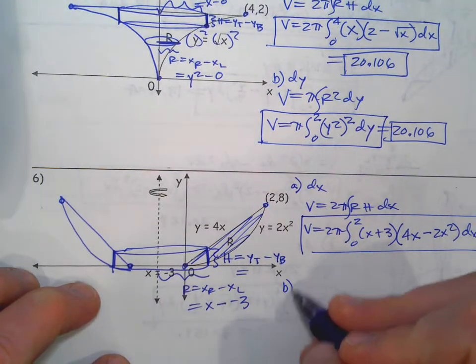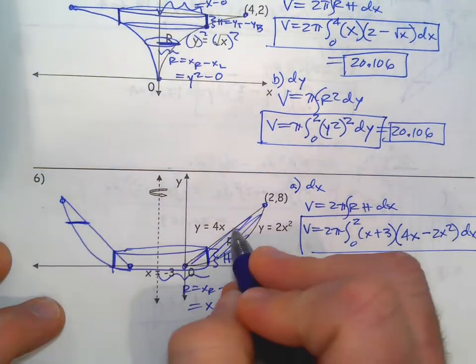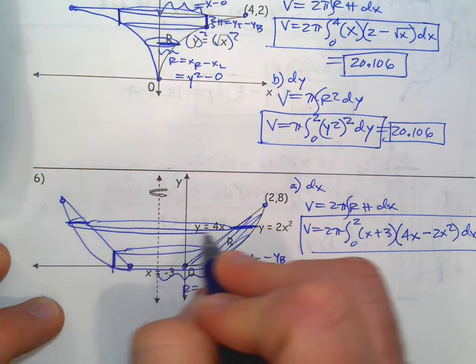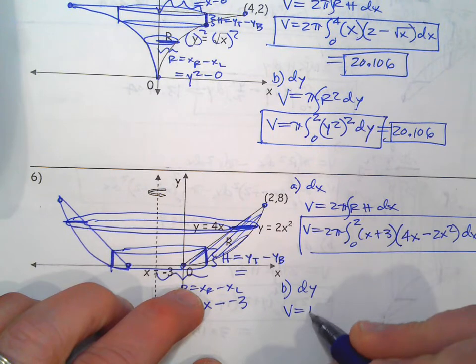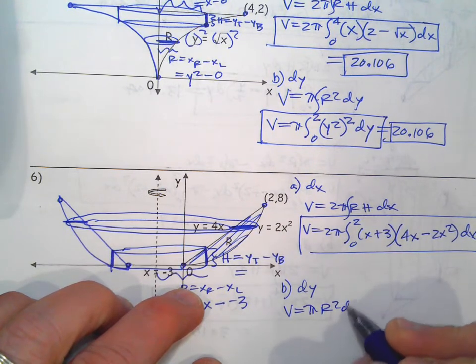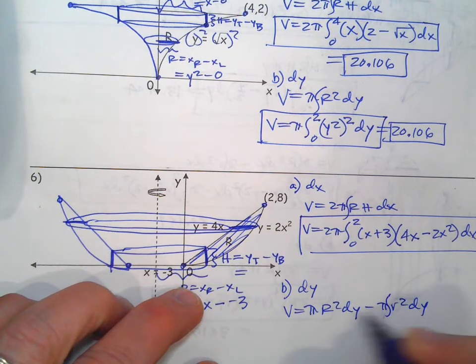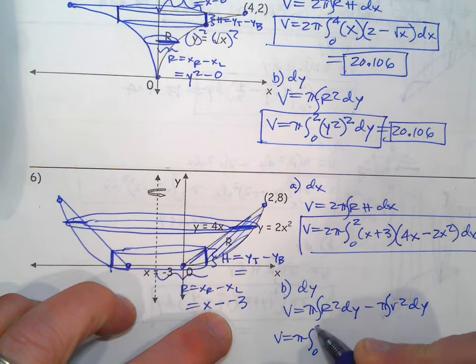And B is going to be dy. So dy is going to be horizontal slices, and they're perpendicular to the axis of rotation this time. So we know we're going to get these disks or washers. So pi r squared dy minus pi little r squared dy. In the y direction, I'm going 0 to 8.